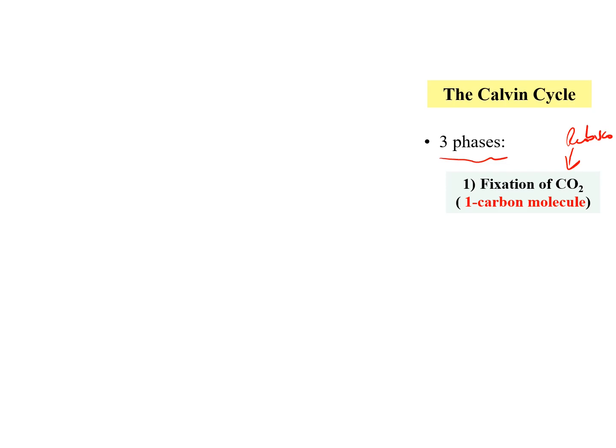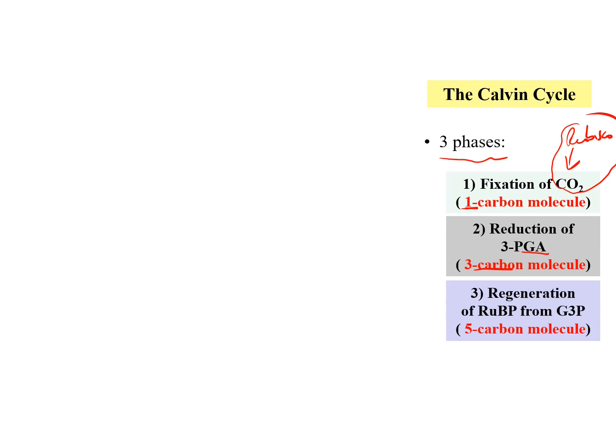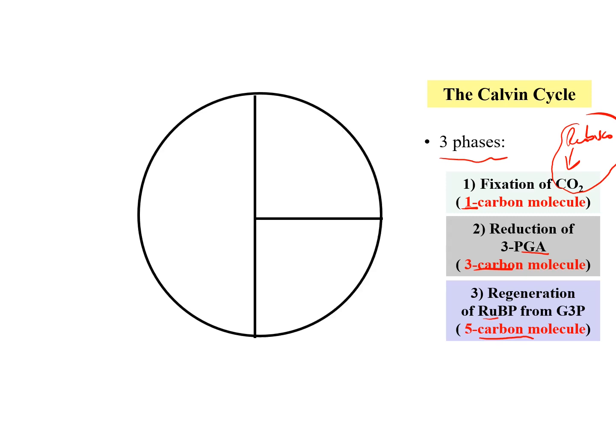They interact together and you start with 1 carbon molecule, and as a result of this interaction between the rubisco and this CO2 molecule, you will have a 3 carbon molecule. In the next stage, that is the reduction of the 3-PGA. Then later you will try to regenerate the rubisco from G3P and you come back to a 5 carbon molecule. So let's see this with a schematic.